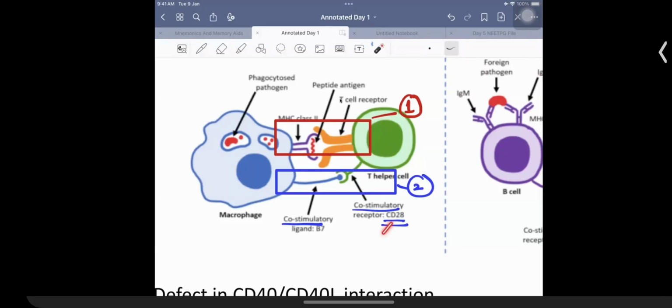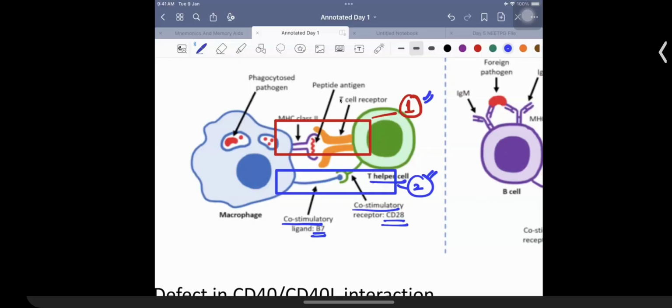What is the other name given to B7-1 and B7-2? B7. So the co-stimulatory molecule acting over here is CD28, interacting with the co-stimulatory molecule of the macrophage, that is B7. So when both the signals are present, only then the T cell is going to get activated.